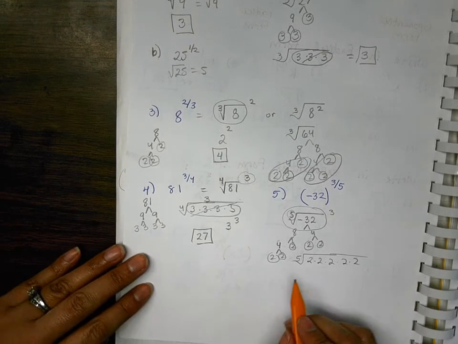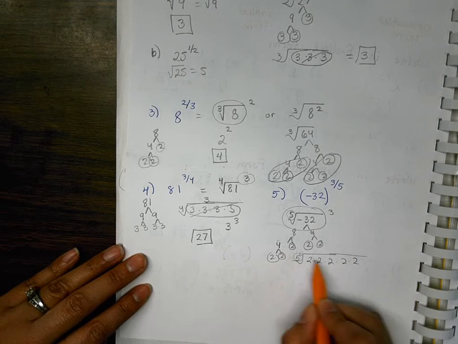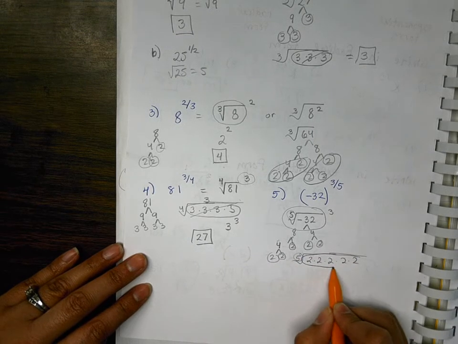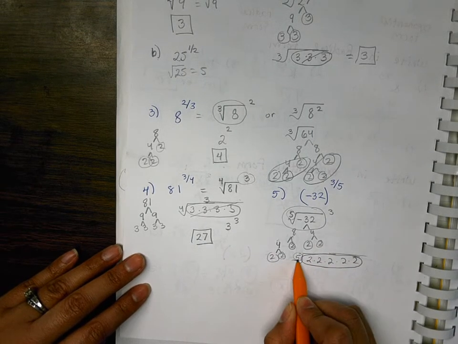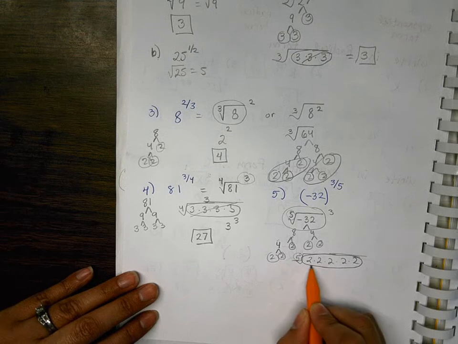This means I'm circling how many at a time? Right here it tells me I'm circling how many at a time? 5 at a time. Do you see that? Because it's 5th root. That root tells me how many I'm circling at a time. So I'm going to repeat the question. How many do I circle at a time? 5. Do I have just enough to come out?